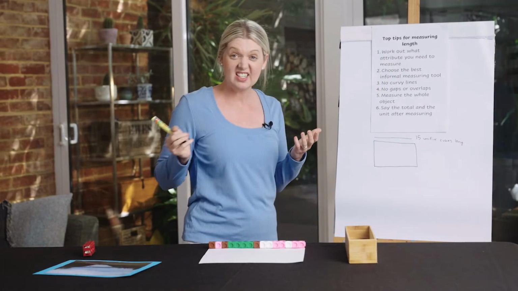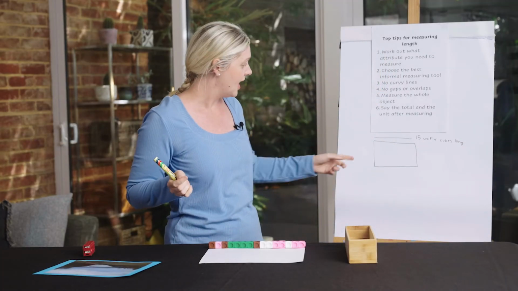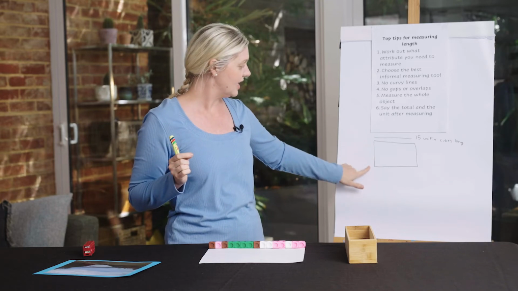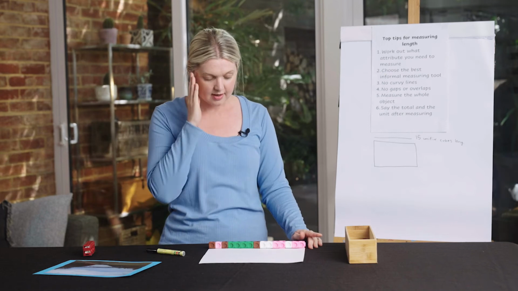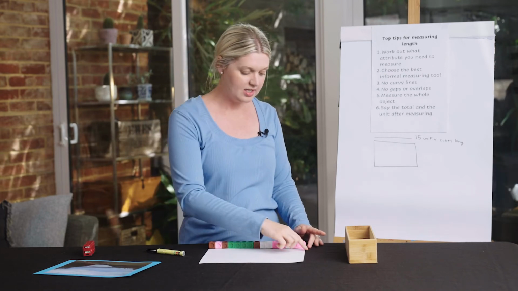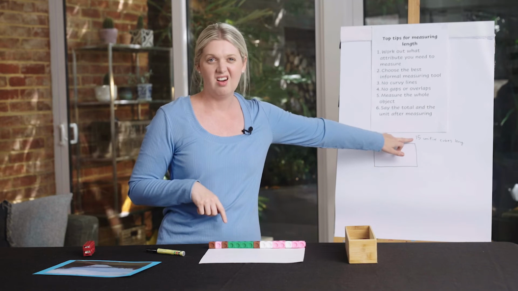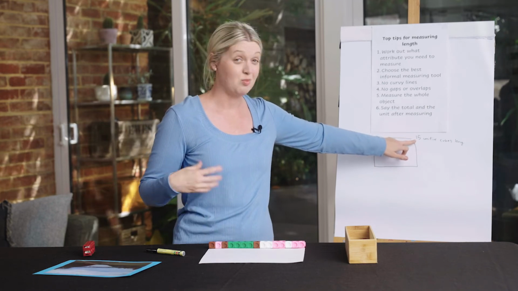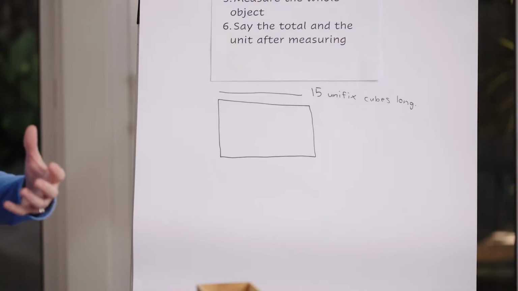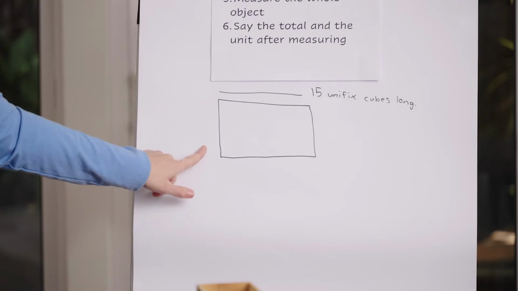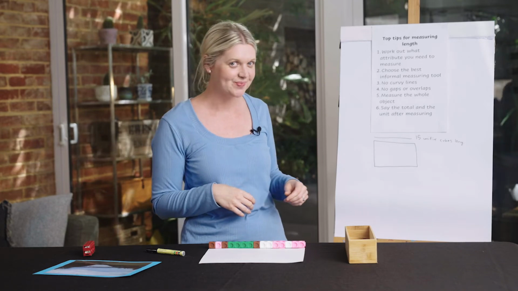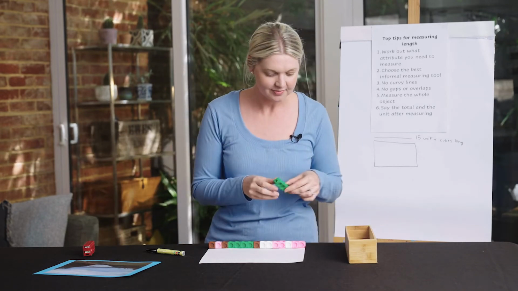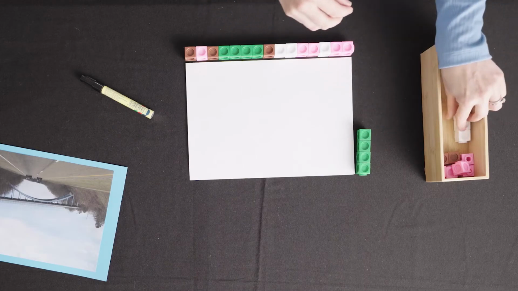Okay, so my estimate was 10. Now let's estimate and measure the width. I know that it's not going to be longer than 15. So I'm going to estimate that maybe the width might be 10 Unifix cubes wide. Let's check. So let's line them up here.